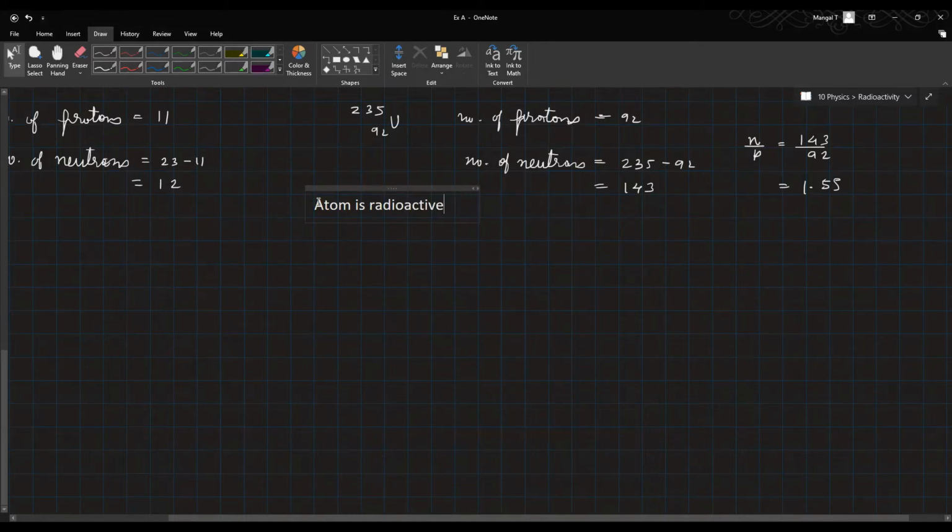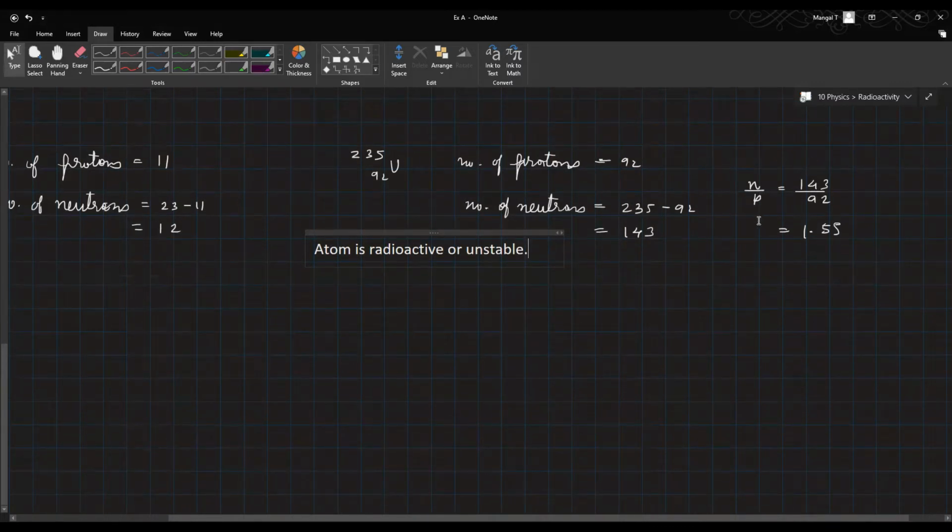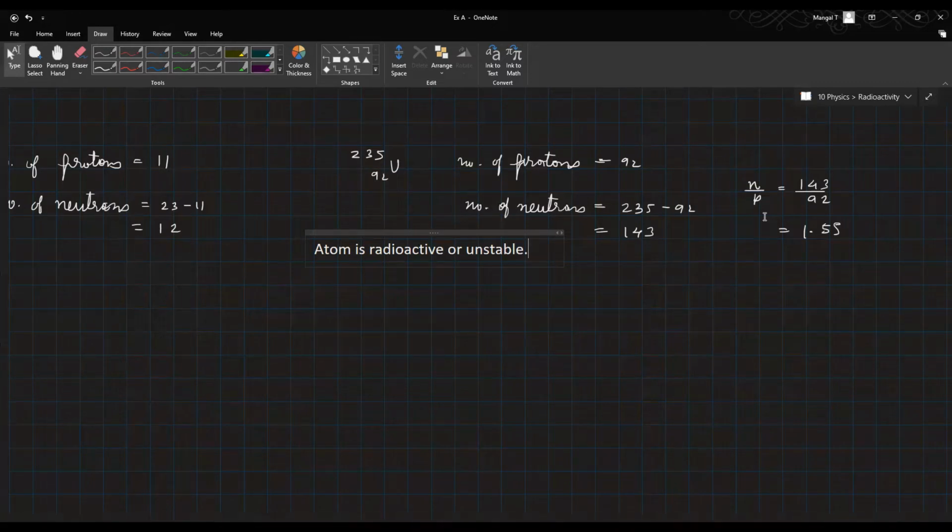So what is the meaning that an atom is radioactive, or it is called unstable? In an atom where the number of neutrons is far more than the number of protons, like the number of neutrons divided by the number of protons is more than 1.5, this is an indicator that the atom is not stable, or the atom is radioactive. Is that clear to you? Yes, I got it. Thank you.